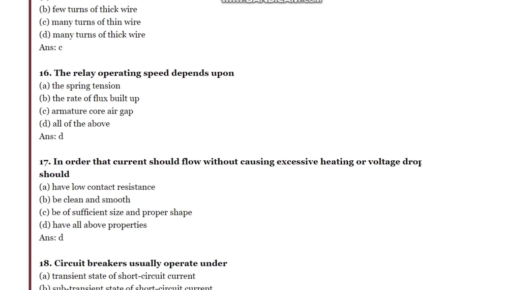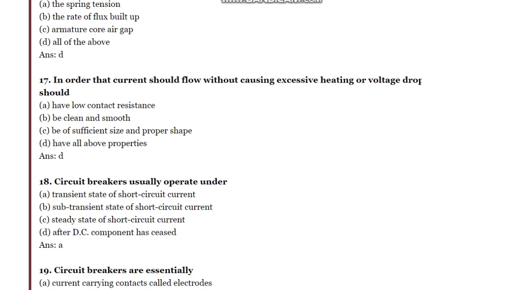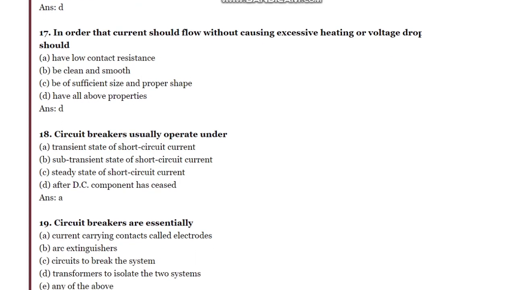The relay operating speed depends upon all first three: the spring tension, the rate of flux build up, armature core air gap. In order that current should flow without causing excessive heating or voltage drop, the relay contacts should have low contact resistance, be clean and smooth, be of sufficient and proper size. That means they all have properties, all the properties.